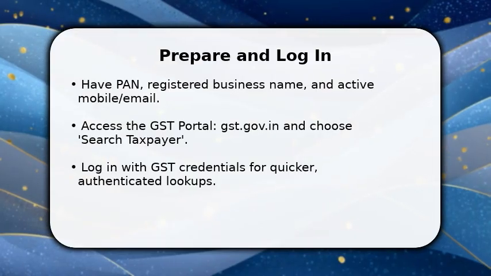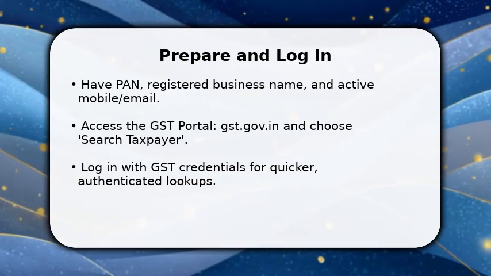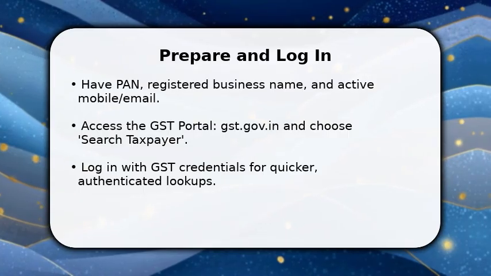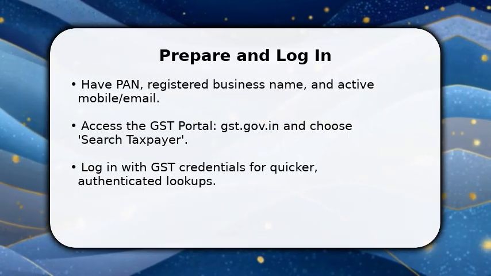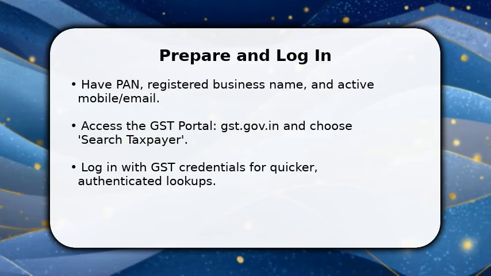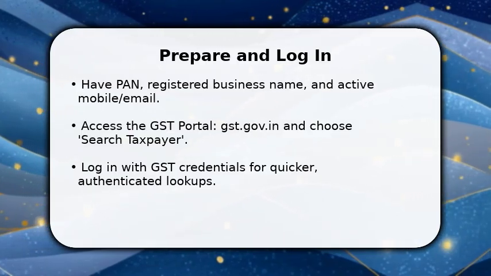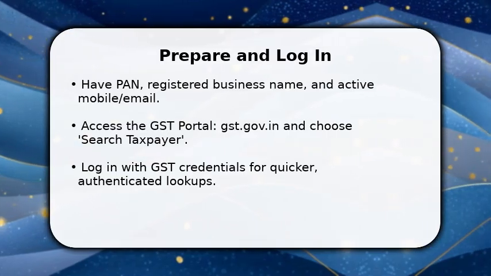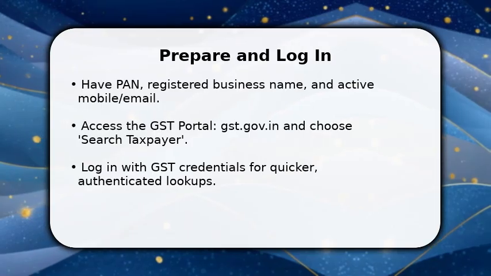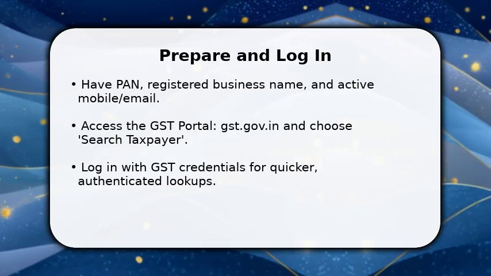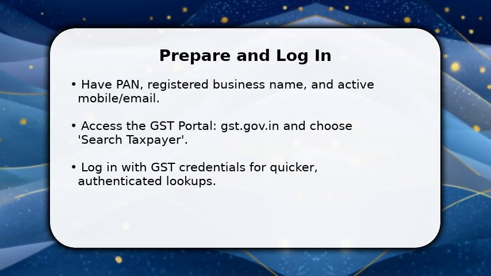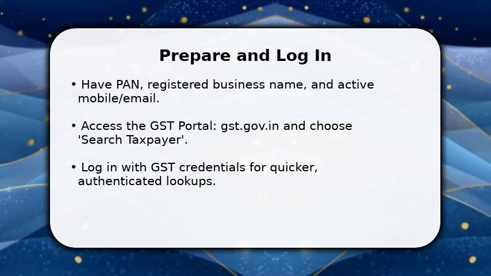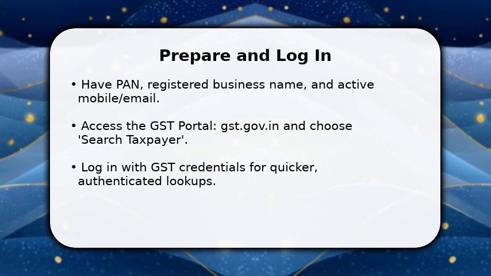You start by gathering the essentials: your PAN, registered business name, and the mobile or email tied to the account. Once ready, open the GST portal and go straight to the Search Taxpayer section. This skips extra menus and saves time. If you have GST credentials, log in now because authenticated sessions allow fuller search options and result details. Make sure your browser isn't blocking pop-ups or scripts so the form loads correctly, and you can proceed without delays.